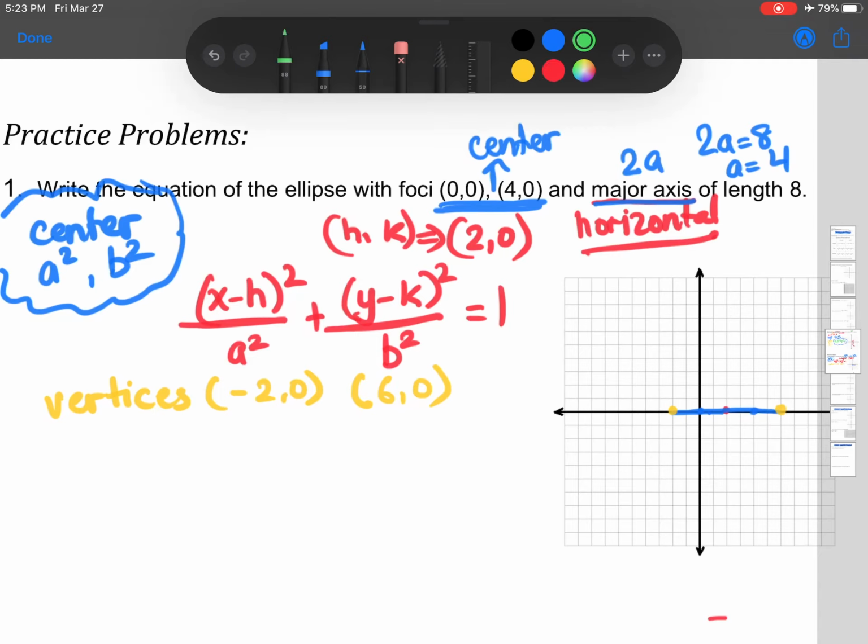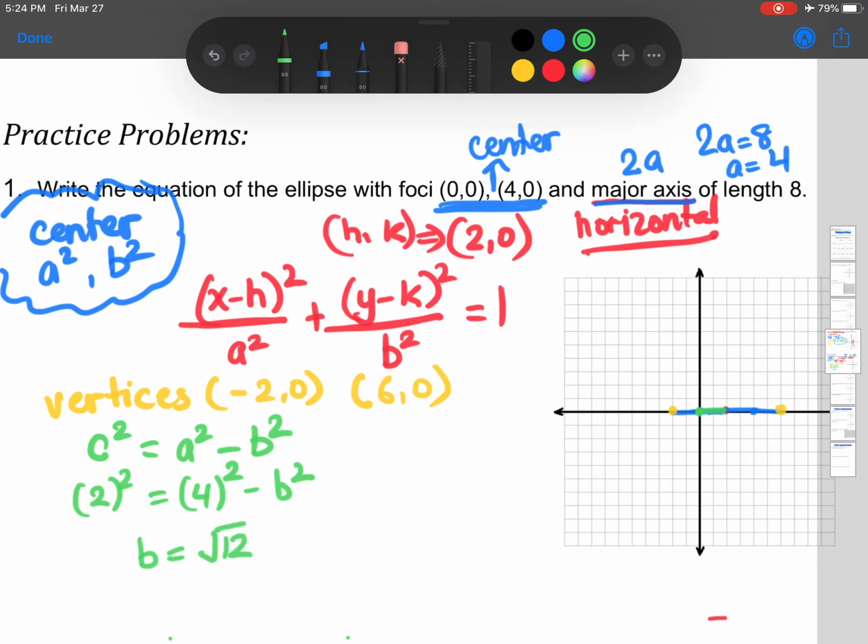We know our foci. We know everything. Let's find our b. We know c squared is equal to a squared minus b squared. So let's substitute in here. What's my c? c was this distance. What was that? 2. Very good. So 2 squared equals, a was 4, so a squared would be 16 minus b squared. If you solve for b, what do you get? b is equal to the square root of 12, right?